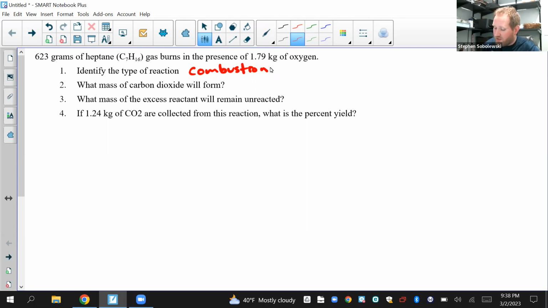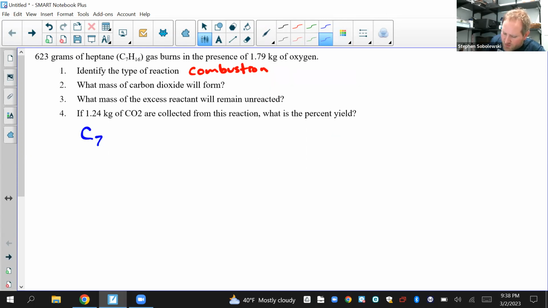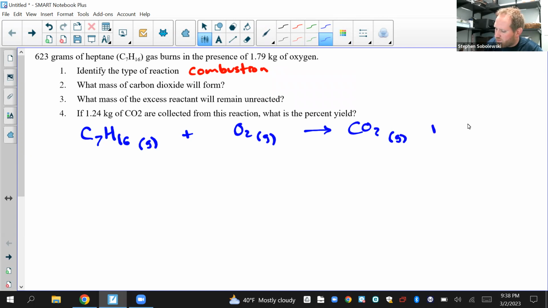All right, so here's where we're diving into the real problem. So the first thing we're going to do is balance our equation. So C7H16, I tell you that's a gas, plus O2 gas yields CO2 gas plus H2O gas.